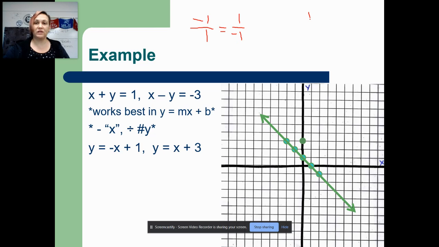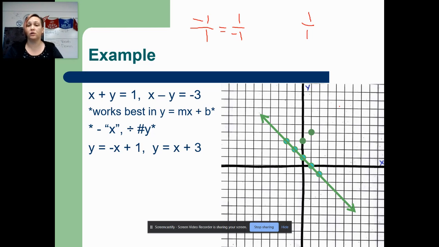And my slope for this equation is positive 1 over positive 1. Now, the goal of this problem is to get the lines to cross, to intersect. So when I do my slope of up 1, right 1, my line is getting further away from the first line. So I'm probably not going to keep going up and right because my goal is to touch the line that's already drawn.